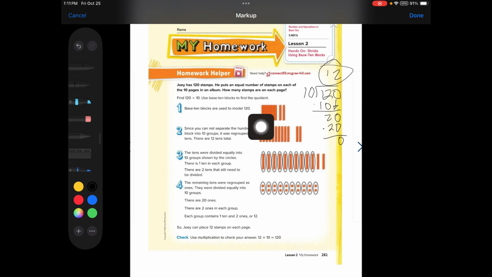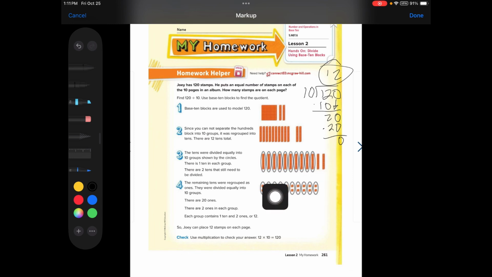Base 10 blocks used to model 120. This big square is 100 and then 2 10 bars, 120. Then you're going to separate them into equal groups of 10. But then you have these two left out.